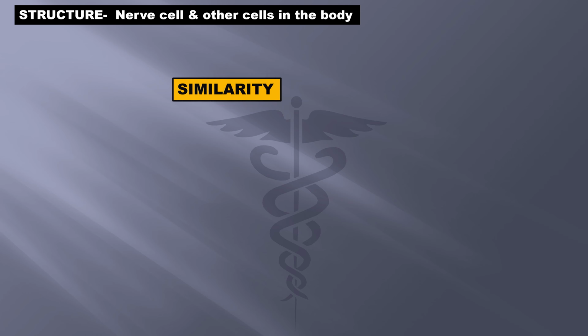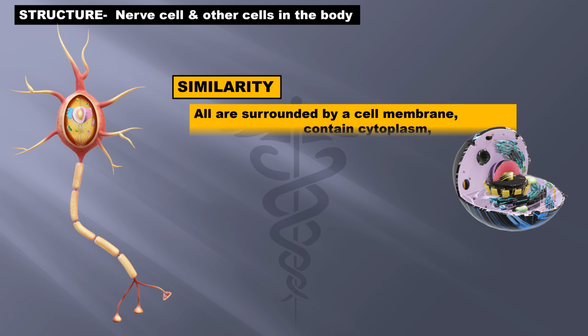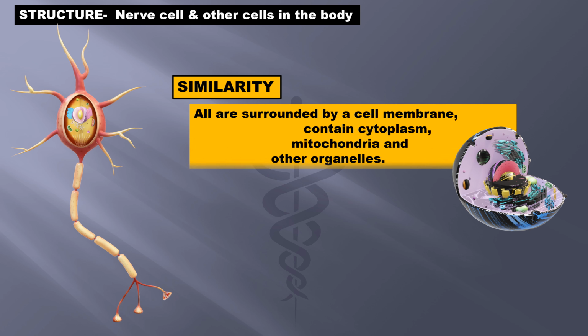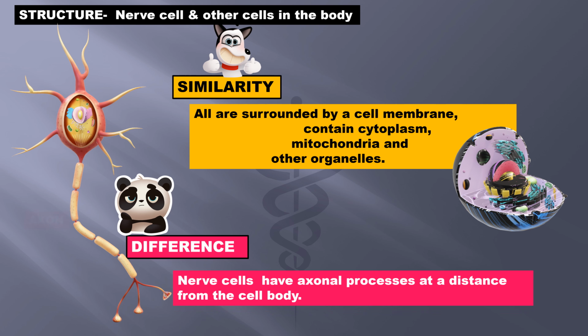When we compare the structure of the nerve cell and other cell bodies, the similarities are that all are surrounded by a cell membrane, and contain cytoplasm, mitochondria, and other organelles. The difference is that nerve cells have an axonal process at a distance from the cell body.